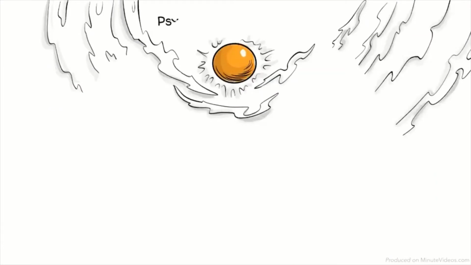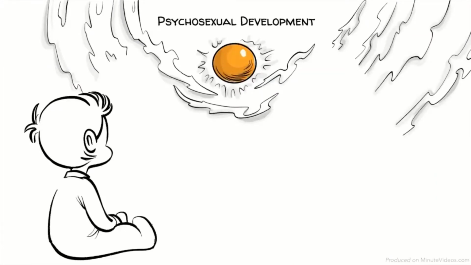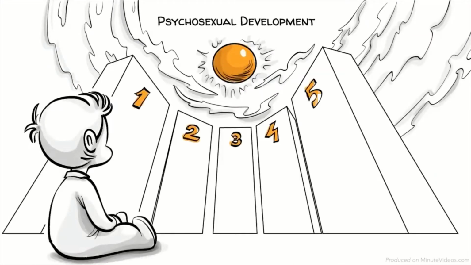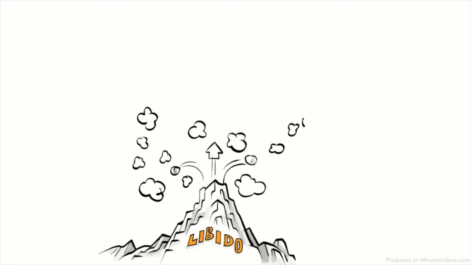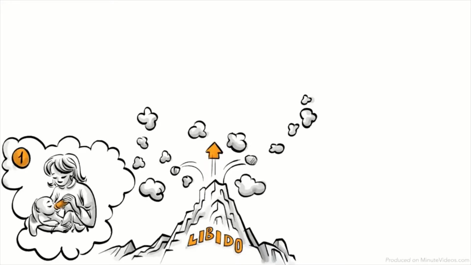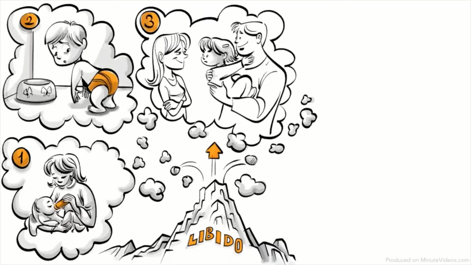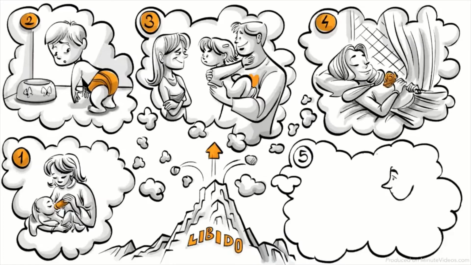Freud's theory of psychosexual development claims that as we grow up, we pass through 5 critical phases. Our sex drive, which Freud called the libido, focuses in a different erogenous zone at each phase. The phases are called oral, anal, phallic, latency, and genital.